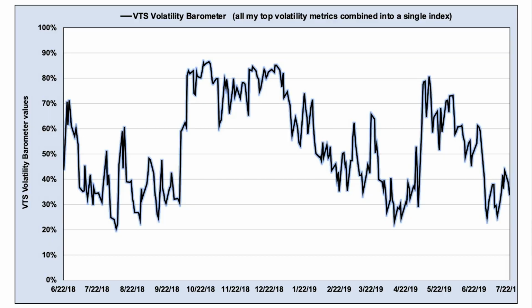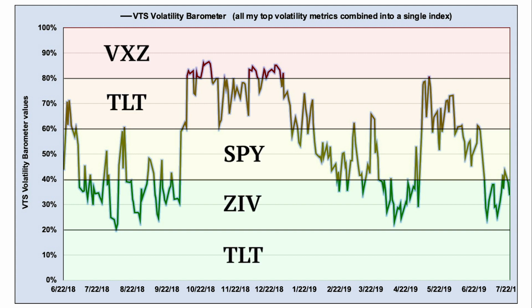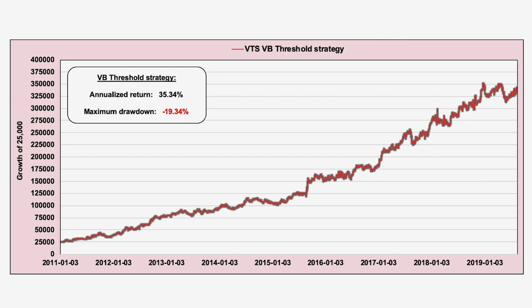I divide the market up into 5 equal 20% sections. And then from there, whatever the volatility barometer value is on any given day, I hold the ETF that offers the best risk-adjusted performance. From bottom to top, TLT, ZIV, SPY, TLT again, and then VXY in the highest volatility environments. And the combined result is very smooth performance with exceptional risk management. I'm essentially matching my trade position to the current volatility environment for maximum results. So check out both of those videos when you have a chance.